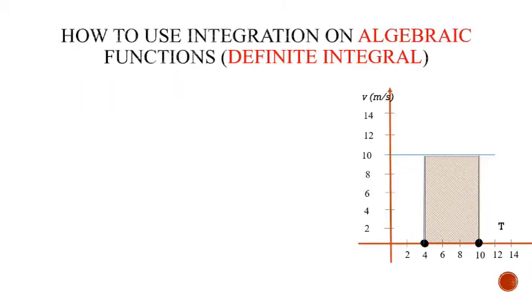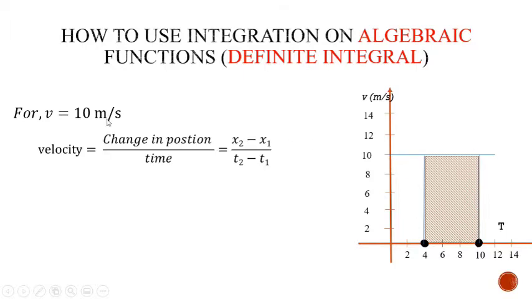Now let us try to understand the use of the integration operator. Let us start with a simple example: suppose the velocity is equal to 10 meter per second for an object. You can represent this velocity of 10 meter per second on a VT diagram. Because velocity is constant, there will be a horizontal line. To find velocity, we know this is the formula.